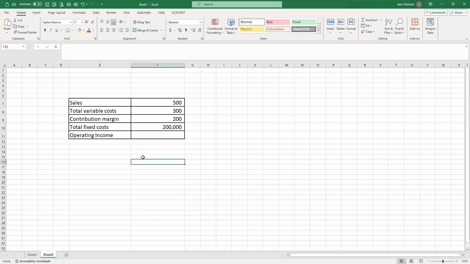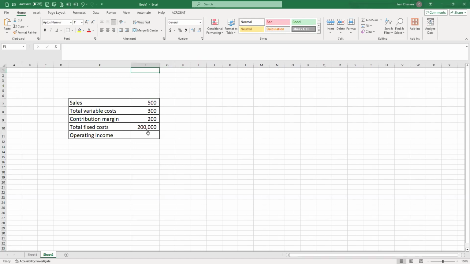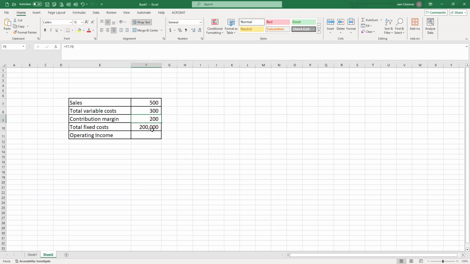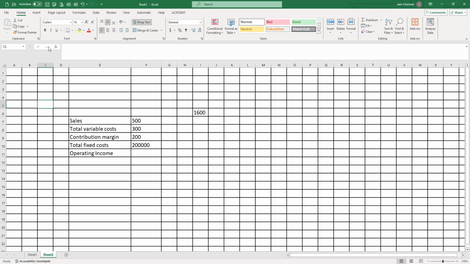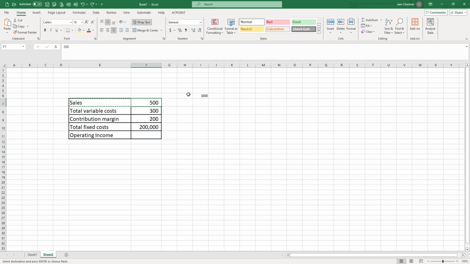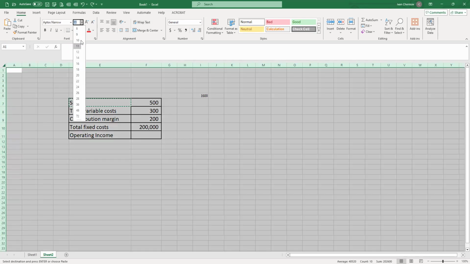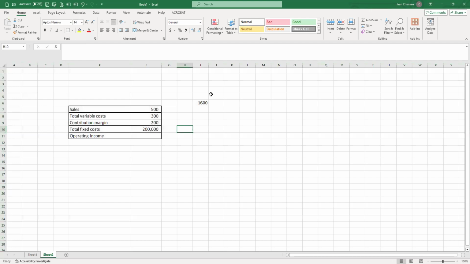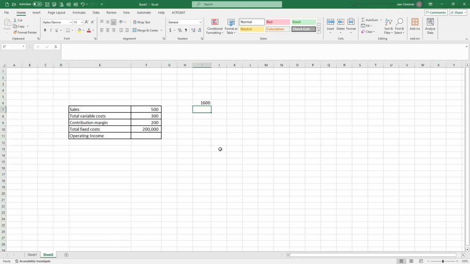This is the information that we have. We have our sales price, which is $500, and we have our total variable cost, which is $300. We have contribution margin $200 per unit. Now the question is, what's going to happen if we sell 1,600 units? That's what we're chasing here. Let's format everything. That's way too much. So what's going to happen if we sell 1,600 units?